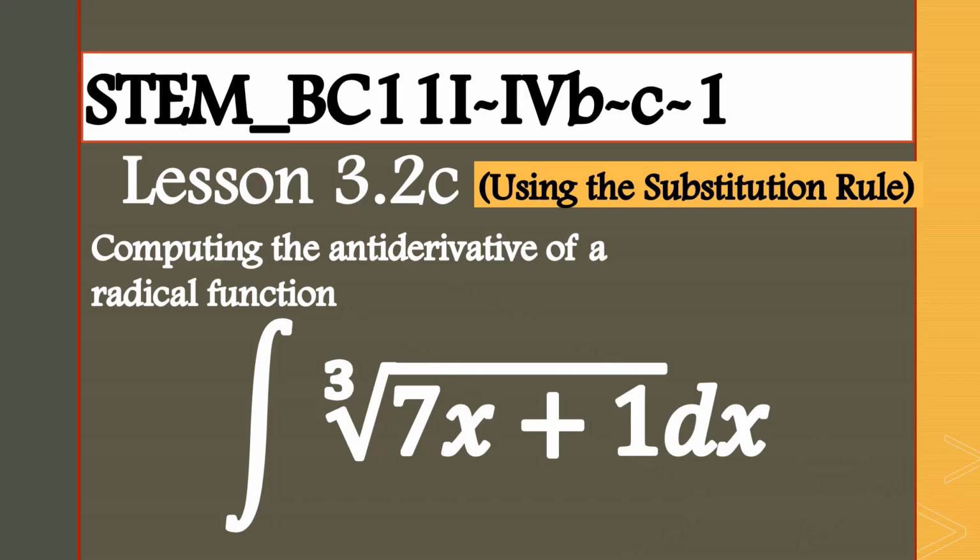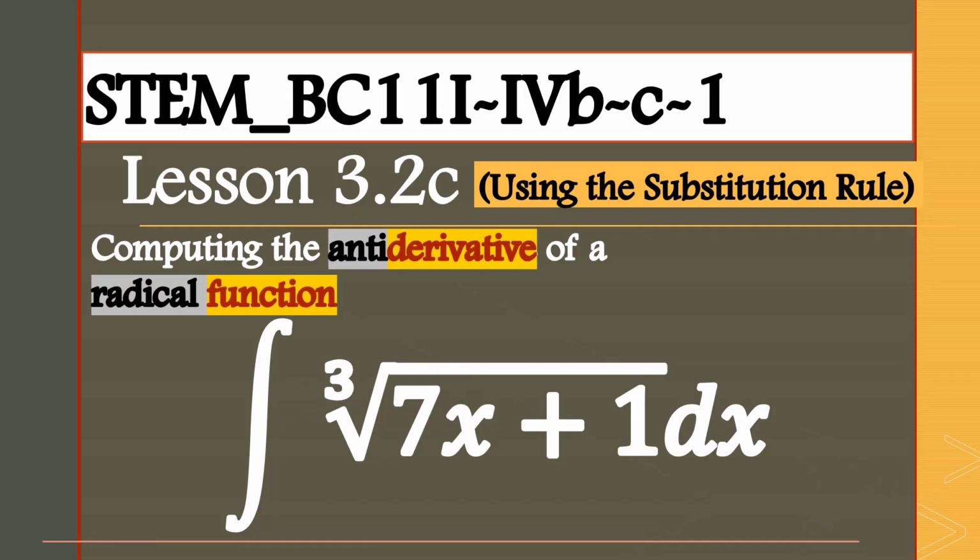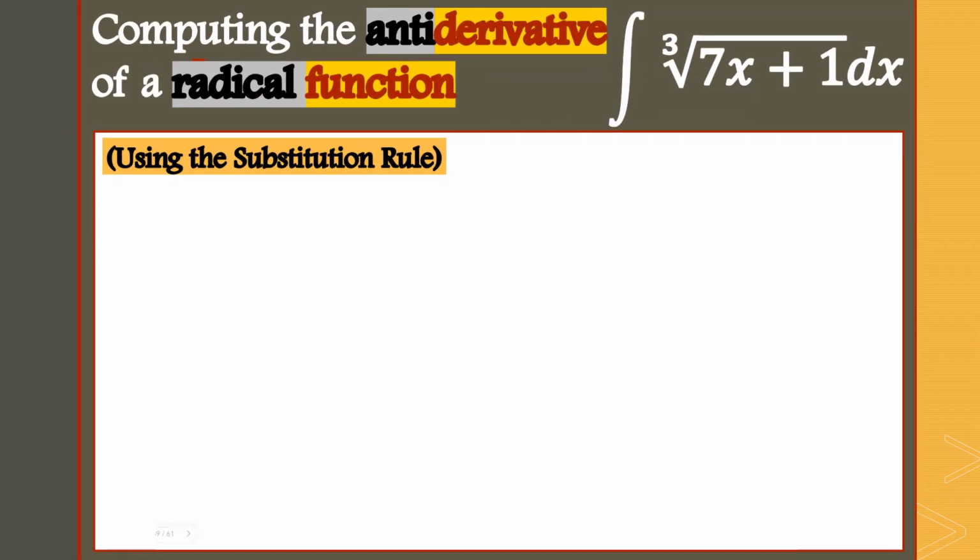Let's compute the antiderivative of the given radical function using the substitution rule. This time we are given the integral of the cube root of 7x plus 1 dx. Now this is the same item in the previous video where we solved it using the chain rule. This time, let's use the substitution rule to determine whether we get the same answer, and you could now differentiate these two processes if they yield the same result.